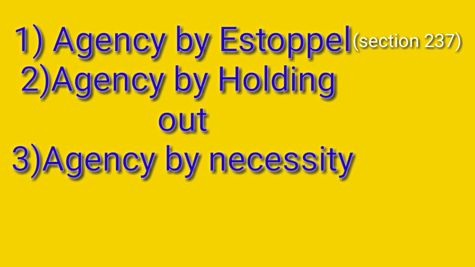Now we'll get into a bit more details. An agency can be implied in three ways. The ways are on your screen right now. Agency by estoppel, agency by holding out, and agency by necessity. Let's get into the details of agency by estoppel. What does the word even mean? Forget agency contract. The doctrine of estoppel says that once a person has agreed to something, given consent to something, or has said something, he is not allowed to subsequently deny or step back from his statement.